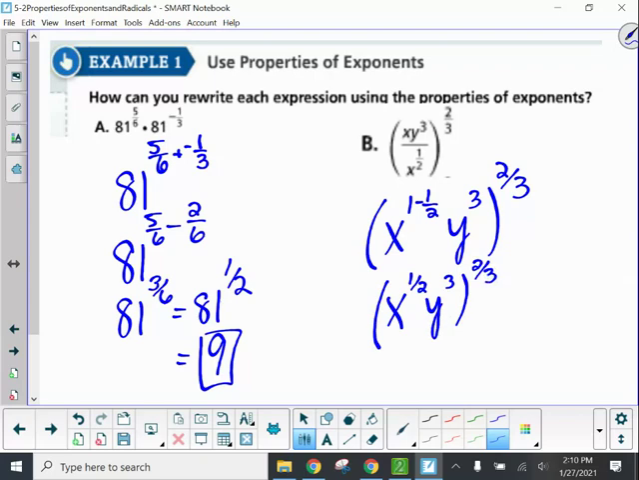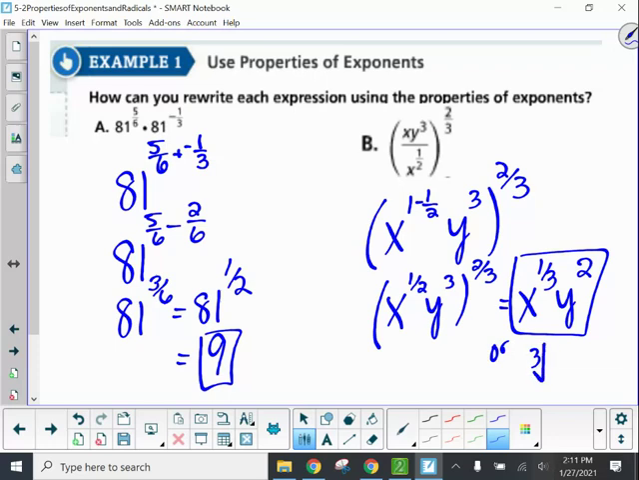And then I can distribute my 2/3. I am going to do some simplifying here in my head. I'm not going to write everything down like I did in part A. So x to the 1/2 times 2/3 power is going to be x to the 1/3 power. Y to the 3rd times 2/3 is going to be y squared. You can leave your answer in this format, or we can rewrite this as y squared times the cube root of x. Either of those would be correct for this question.